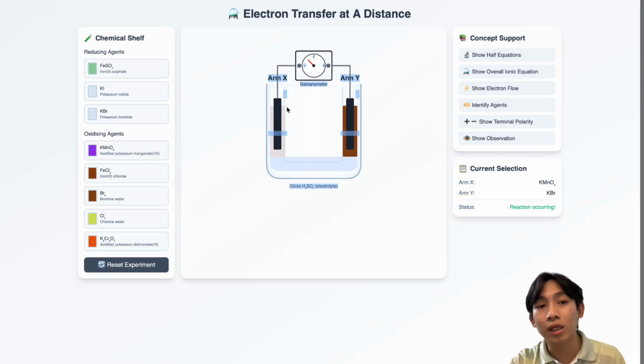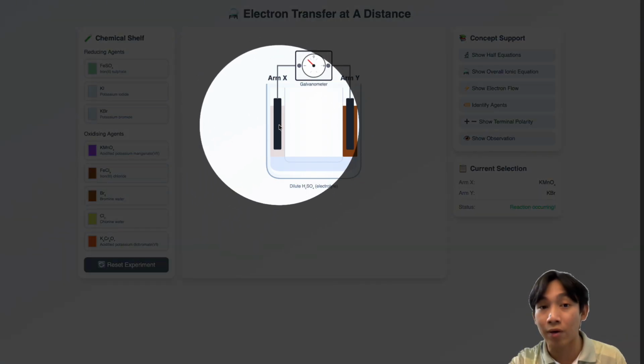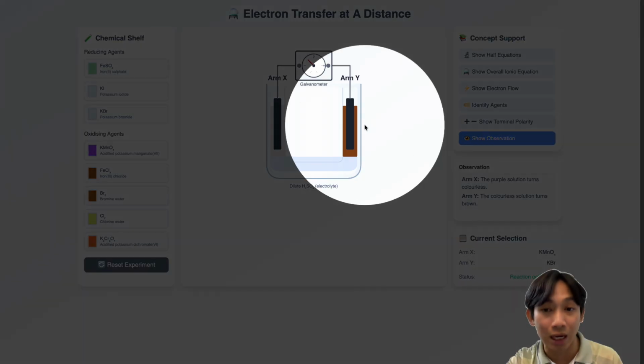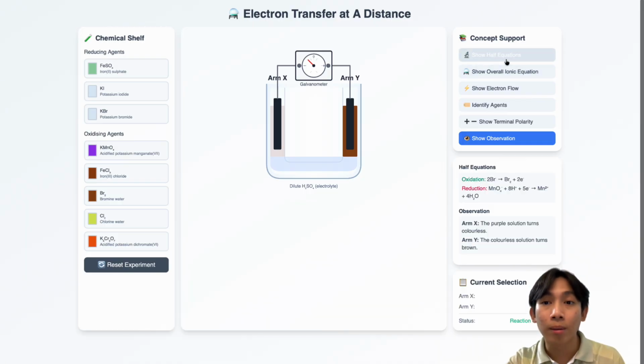And the observations. So initially the potassium manganate 7 solution is purple color, right? So after the reactions, it turns to colorless. So you can see the observations. So the purple solution turns colorless, whereas the initial solution for the potassium bromide is colorless. At the end of the reactions, it turns to brown color, because of the presence of bromine molecule. Okay, bromine molecule, Br2. Okay, so this is the oxidation half equation and the reduction half equation.